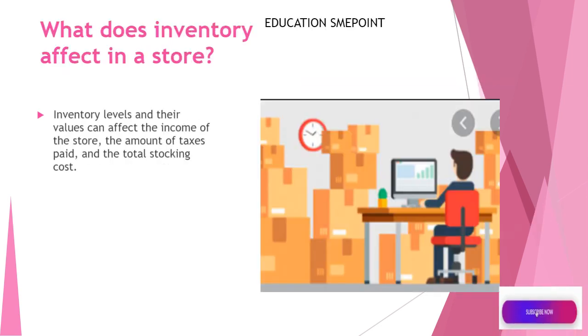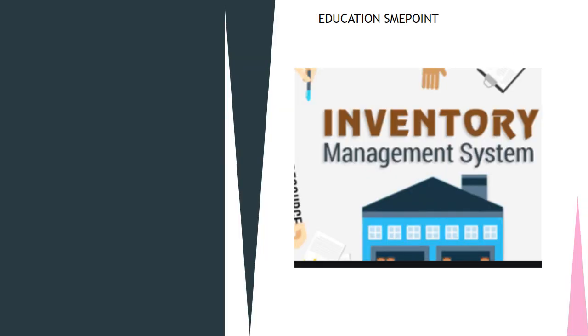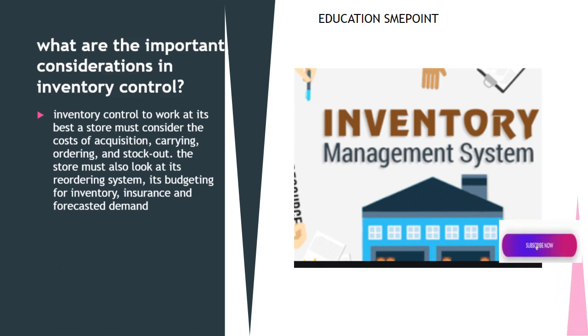What does inventory affect in a store? Inventory levels and their values can affect the income of the store, the amount of taxes paid, and the total stocking cost. What are the important considerations in inventory control? For inventory control to work at its best, a store must consider the costs of acquisition, carrying, ordering, and stock-out. The store must also look at its reordering system, its budgeting for inventory, insurance, and forecasted demand.